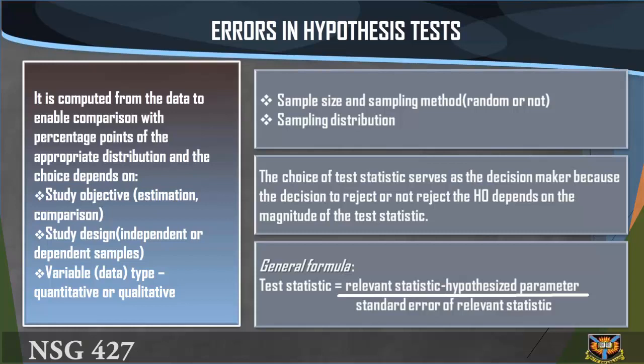6. Sampling distribution. The choice of test statistic serves as the decision maker because the decision to reject or not reject H0 depends on the magnitude of the test statistic. General formula: test statistic is equal to relevant statistic minus hypothesized parameter over standard error of relevant statistic.